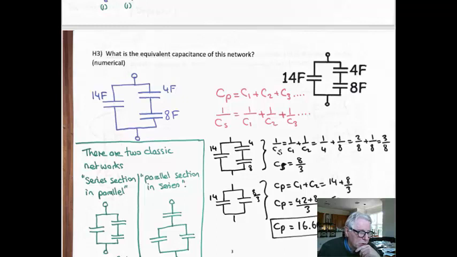And then we have that. So 3 goes into that once. Carry 2. 6 3s are 18. Yeah, etc. Do your math. So on a test, typically you'll either get the series section in a parallel network or the parallel section in a series network. So make sure you can handle both of those.